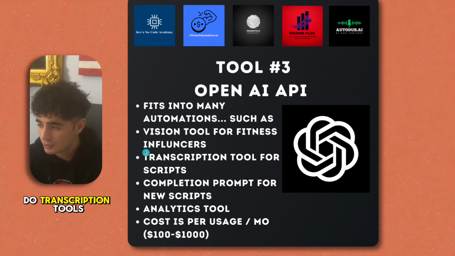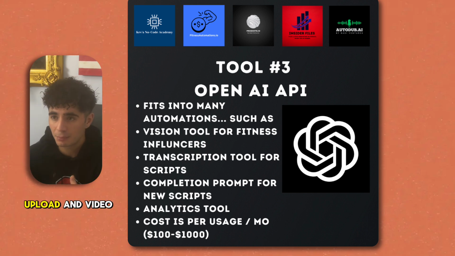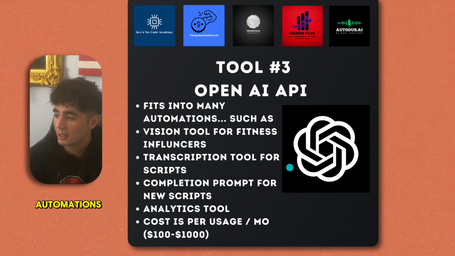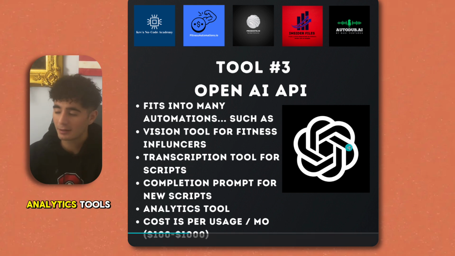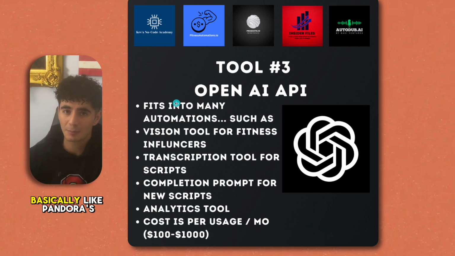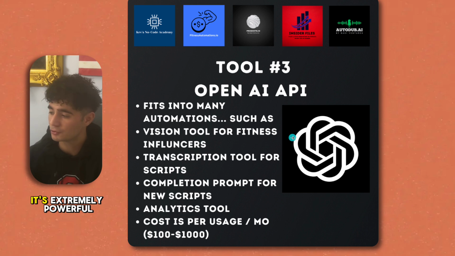And you could do transcription tools, a lot of these new script generations, or a lot of these automatic upload and video creation automations. You're gonna have to create your own script, and so that's also doable through OpenAI. You can also build out like analytics tools. This thing is basically like Pandora's box. It can do a bunch of things at the same time. And for Make.com automation specifically, it's extremely powerful.